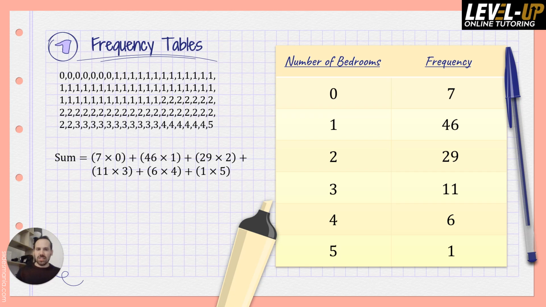So if we do all those multiplications, we get these values, and we add them all up and get a total of 166. This value is the total number of bedrooms across all the properties. Now we're dividing by the total number of properties, and that will give us the average number of bedrooms per property, which comes out to 1.66.